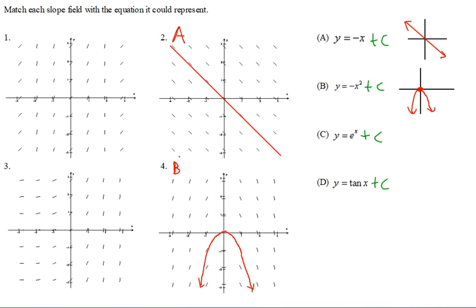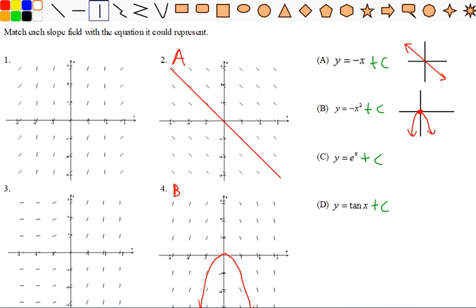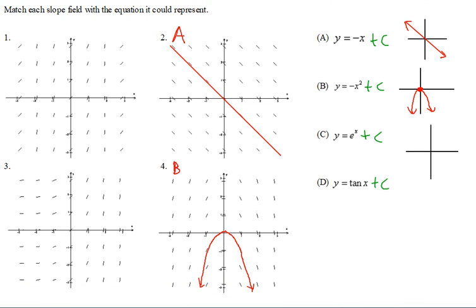And then e to the x, remember what our exponential graph looks like. If you don't know what the graph looks like, you can just plug in some points to see what it looks like, and then see which slope field it would fit in. So e to the x, remember, goes through 0, 1. There's no shifts involved, and then it curves up like that. There's a horizontal asymptote right here.